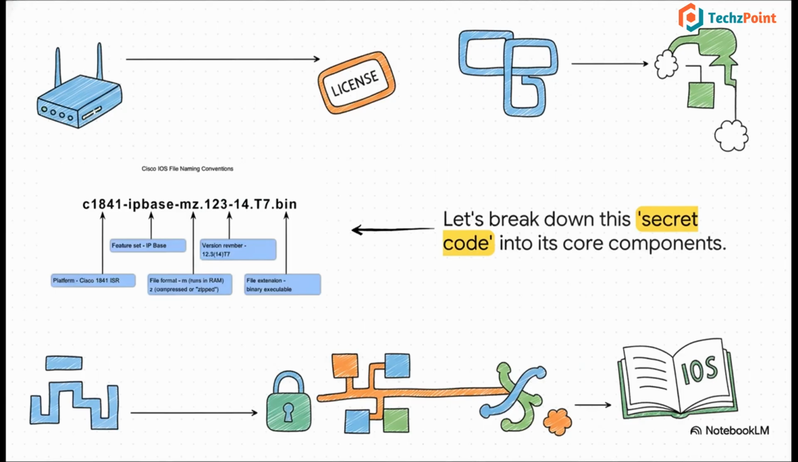And finally, that last bit, 123-14.t7.bin, that's the version number. And trust me, that's super important for knowing exactly what features and fixes are packed inside. All of a sudden, that mess of characters turns into a detailed spec sheet. See? Not so scary once you break it down.